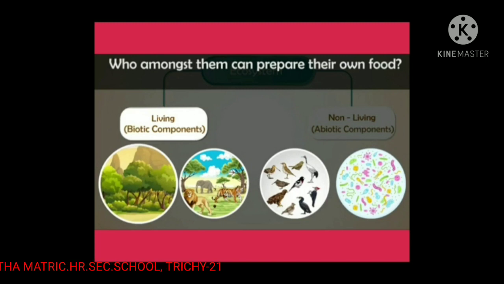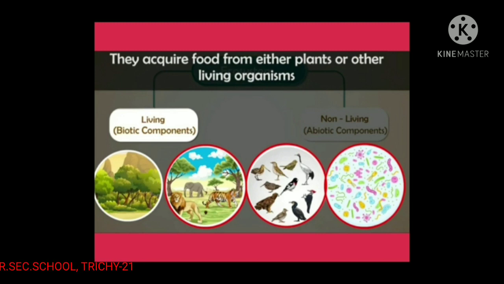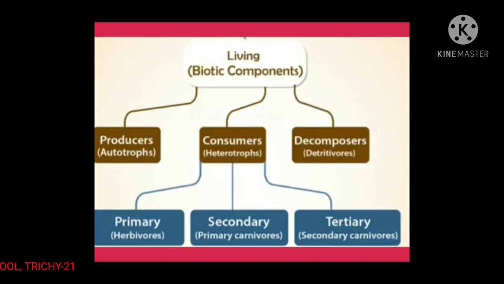Do you know, children, who among them can prepare their own food? Yes, plants can prepare their own food. Other organisms acquire food from either plants or other living organisms. We also classify the biotic components into 3 headings. They are producers, consumers, and decomposers.